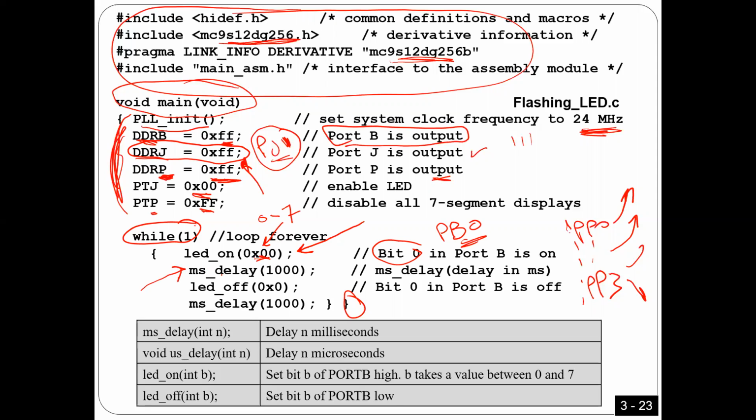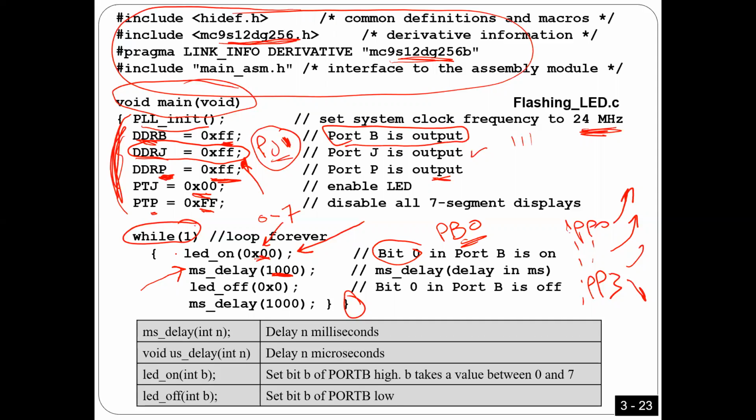And then I'm going to call a function. This function is called ms_delay. This function is going to make a delay in millisecond, and I have to send this number. So if I send here this number, guys, 1000, that means this function is going to make a 1000 millisecond delay. Is that okay? Which is 1 second.